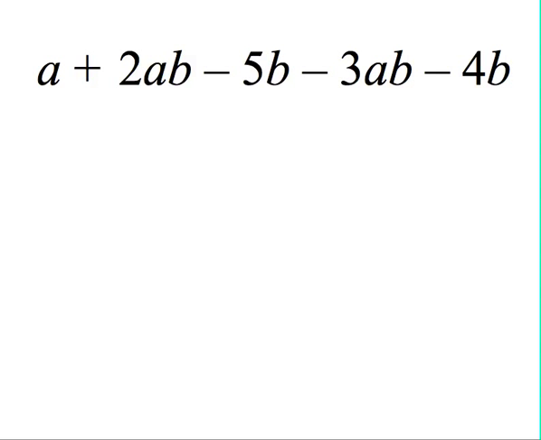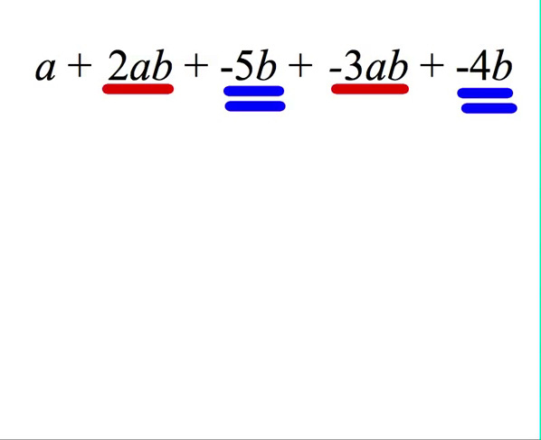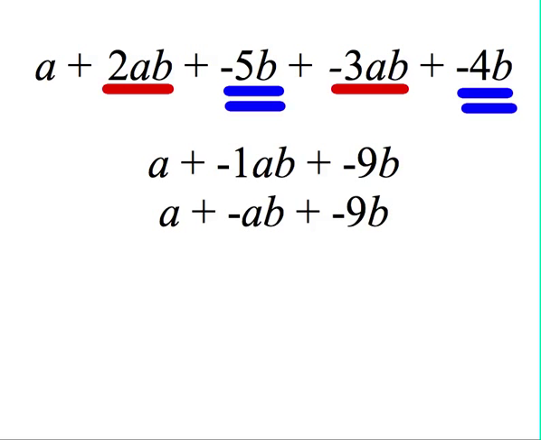Here's one that involves subtraction, so the first thing we're going to do is apply this definition of subtraction. And in order to do that, we needed a slightly smaller font to fit everything in. Then we mark up our like terms, then we combine those like terms, and we get a plus negative 1ab plus negative 9b. It's customary to drop the 1 and just have a plus the opposite of ab plus negative 9b. And it's also quite common to change it one more time to a take away ab take away 9b.